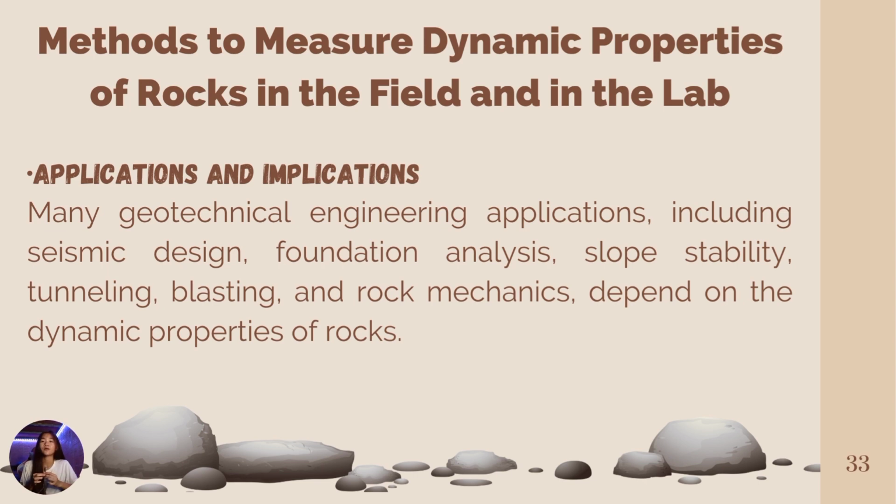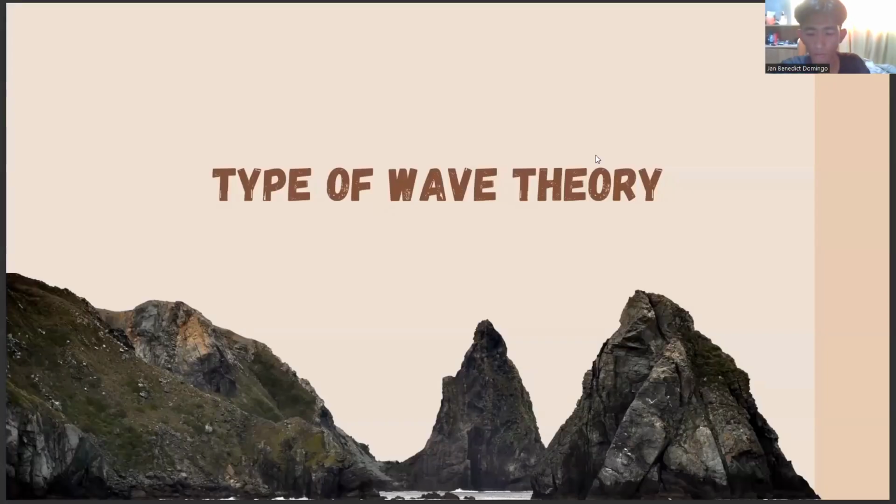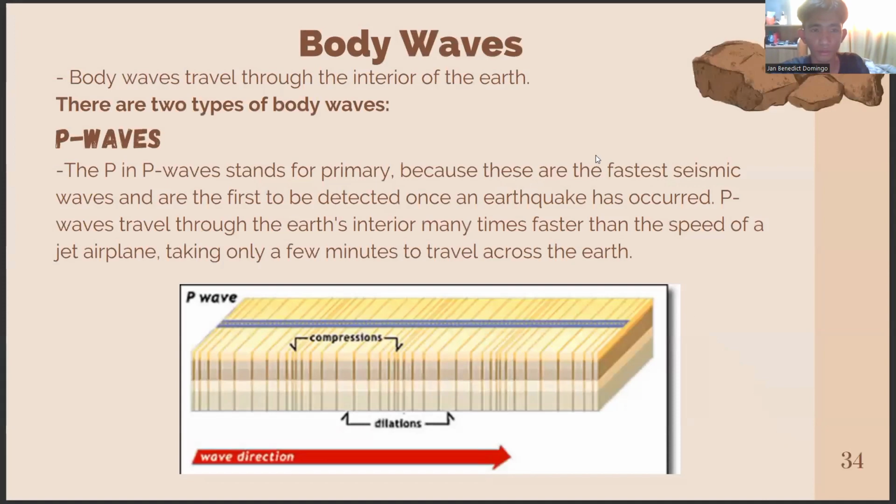Next, we are going to talk about the type of wave theory to be discussed by John Benedict. Types of wave theory. First one is the body waves. Body waves travel through the interior of the Earth.